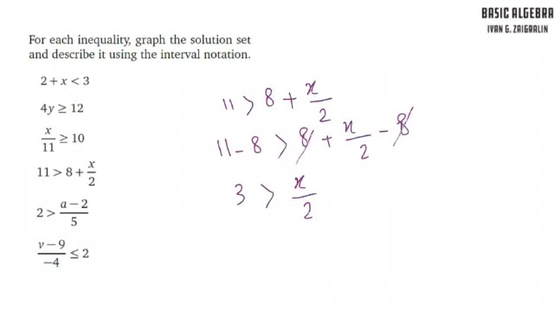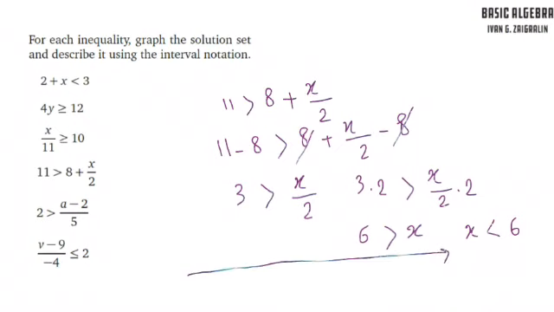so 3 times 2 is greater than x over 2 times 2, and 6 is greater than x, or in other words x is less than 6, and the solution set for this inequality is, this is 6 and x is less than 6, and the interval notation for this inequality is -infinity and 6.